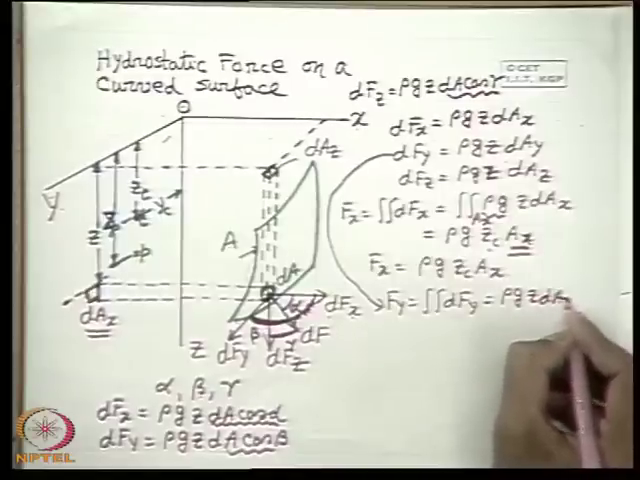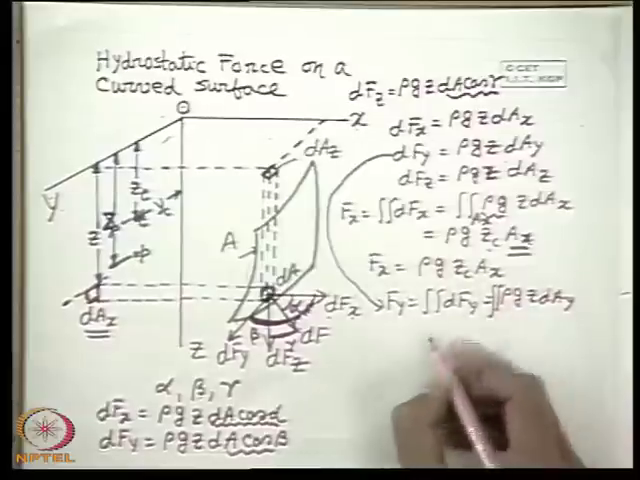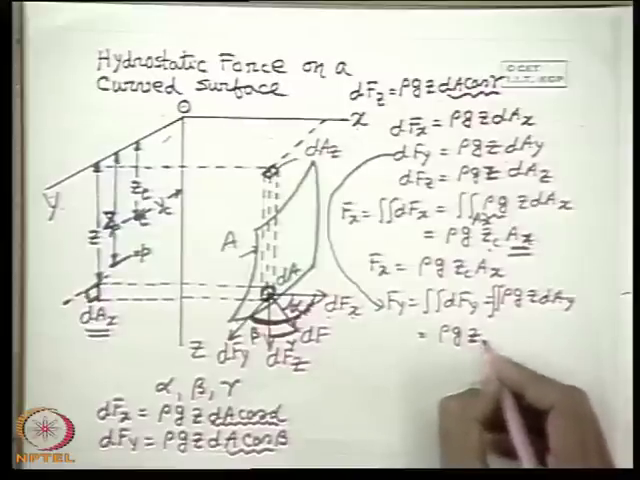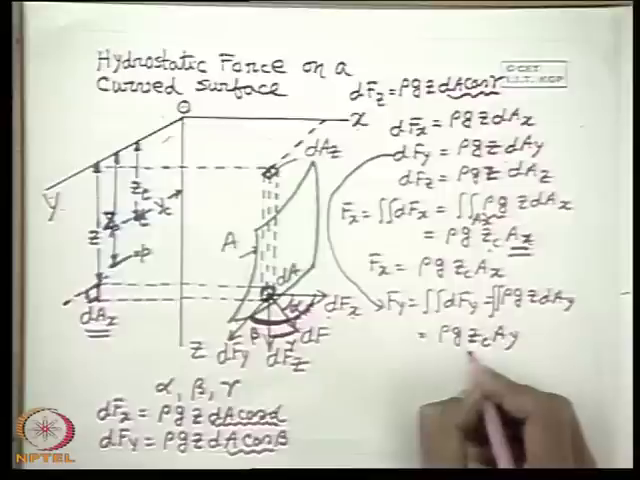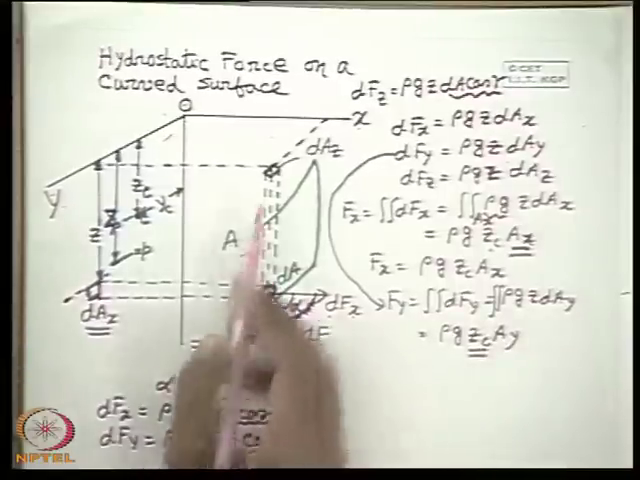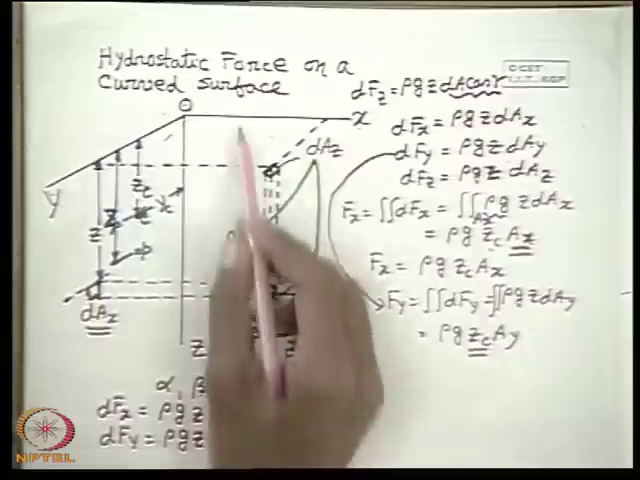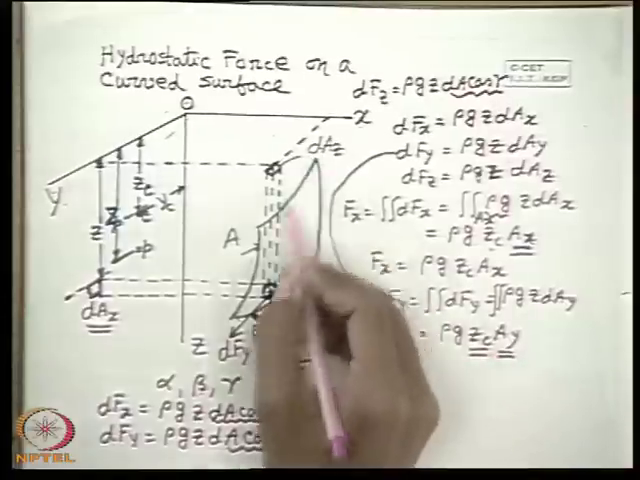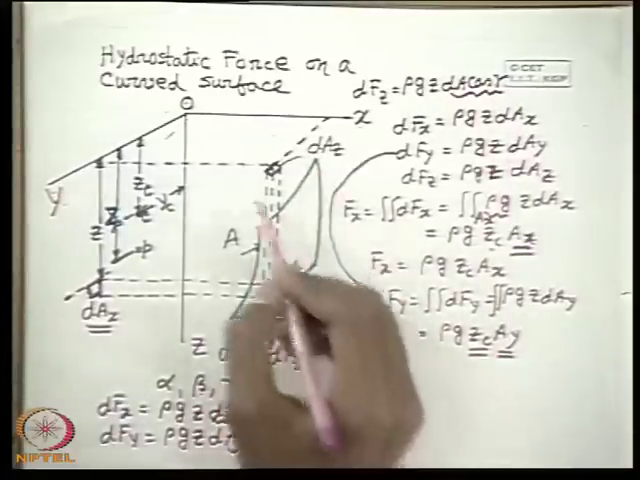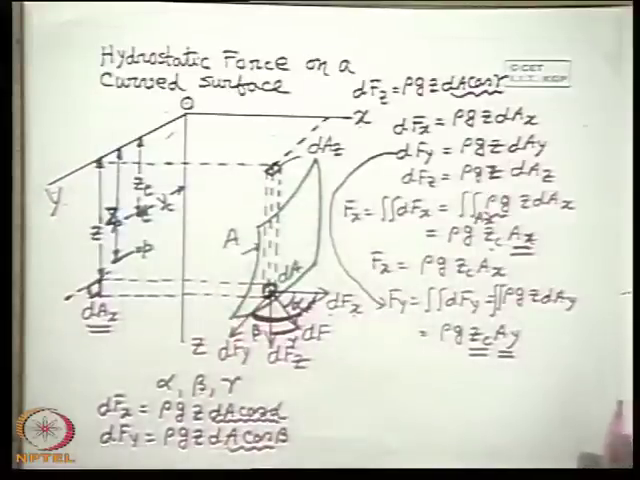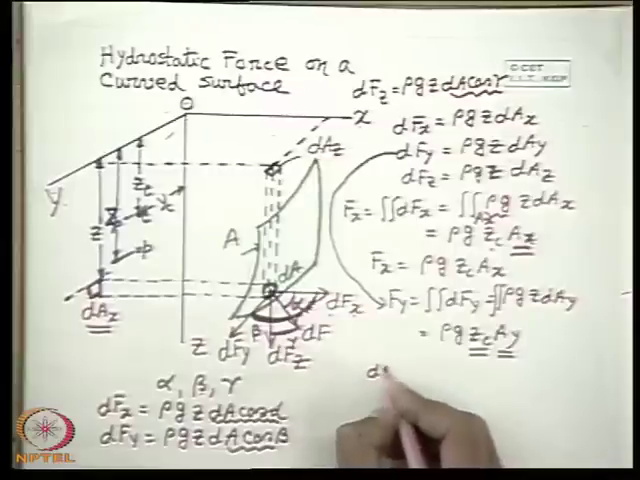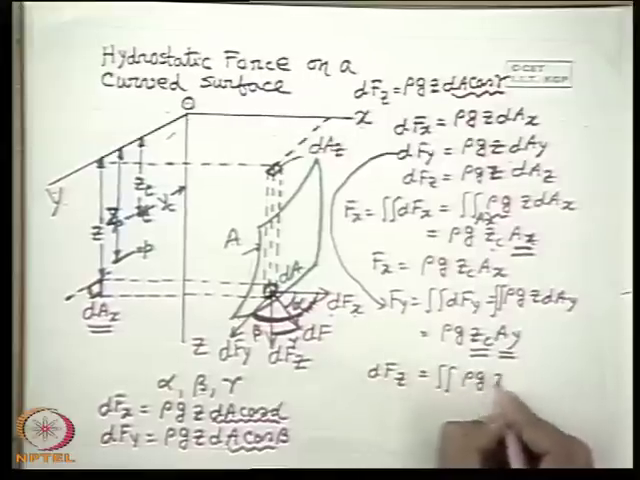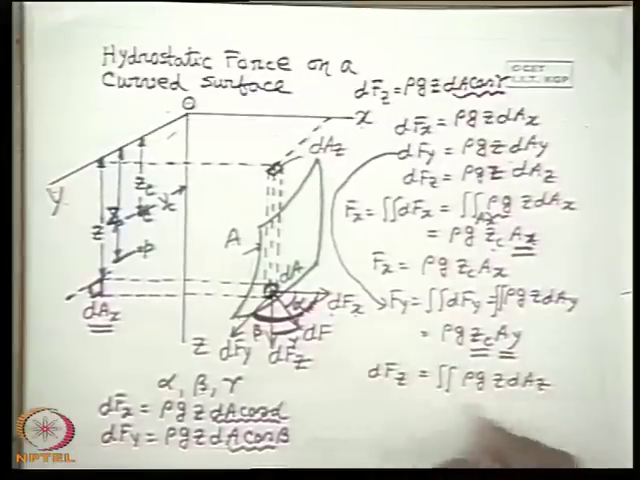In a similar fashion, I can write Fy by integrating this dfy as rho g z dAy, double integration, which becomes equal to rho g zc into Ay, where zc is again the center of area, the vertical distance or the coordinate of the center of area projected on the xz plane, and Ay is the projected area of the entire curved surface on the xz plane, that is the plane perpendicular to y. And similarly, we can write Fz is equal to the integration of rho g z dAz. Now here we stop, we cannot write anything more here.